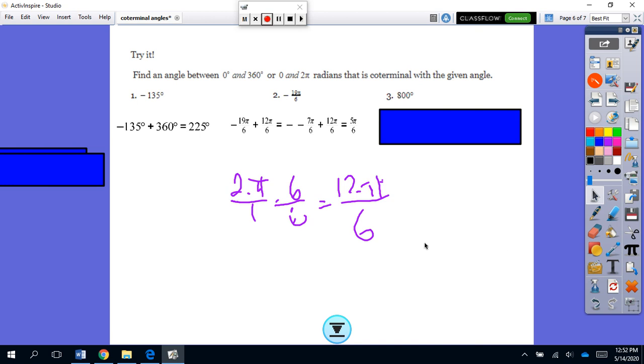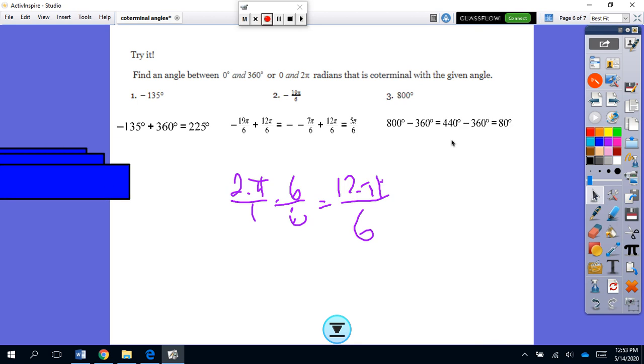And then the last one, 800 degrees. That's more than 360, so I'm going to subtract, and I get 440, which is still more than 360. So I subtract again, and I get 80. So your final answer to that one would be 80 degrees.